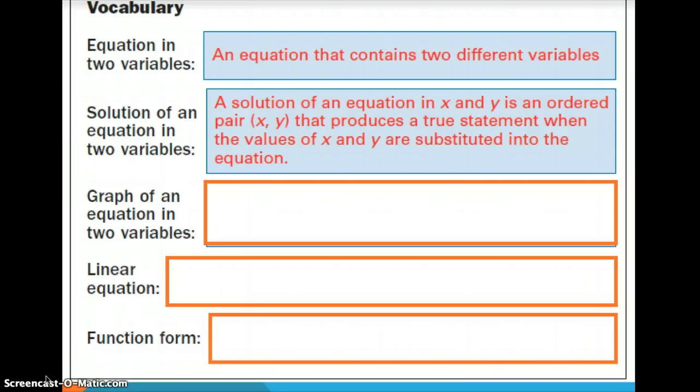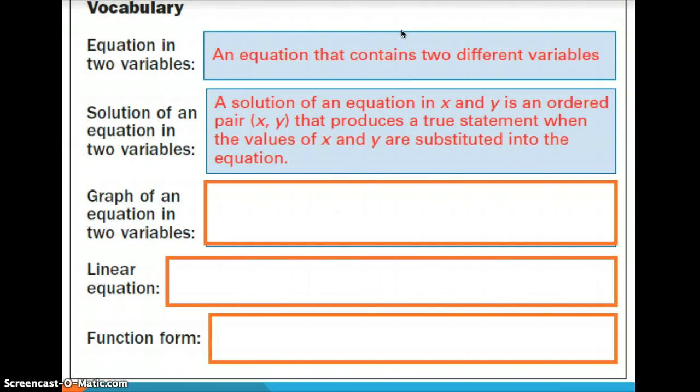A solution of an equation in x and y is an ordered pair, and I would start here, an ordered pair, x comma y, that produces a true statement when the values of x and y are substituted into the equation. So start where it says an ordered pair that produces a true statement when x and y are placed into the equation. Please feel free to pause this at any time if I go too fast with the vocabulary or with any part of this lesson.